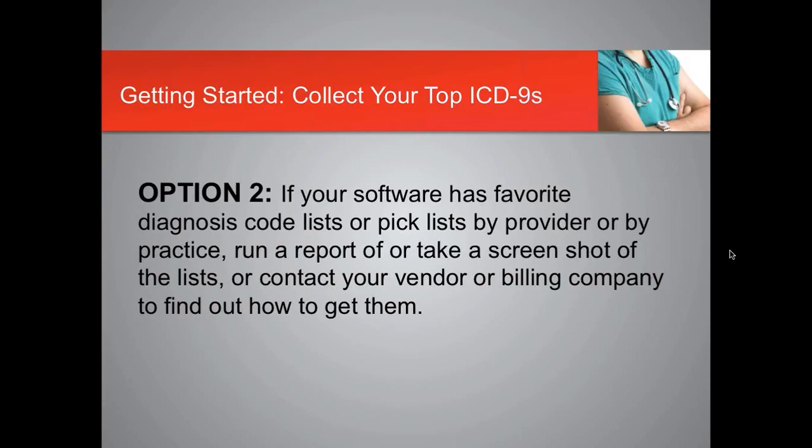So the first thing we want to do getting started is collect your top ICD-9 codes from the past 12 months. You ideally will run a report from your practice management system or ask your billing company or service to run a report for you of all ICD-9s that you've used in your practice in the past 12 months and have the list arranged by the number of times used, so most used at the top, least used at the bottom, because you're going to use this for a cutoff point as to how many codes you're going to do in your initial crosswalk.